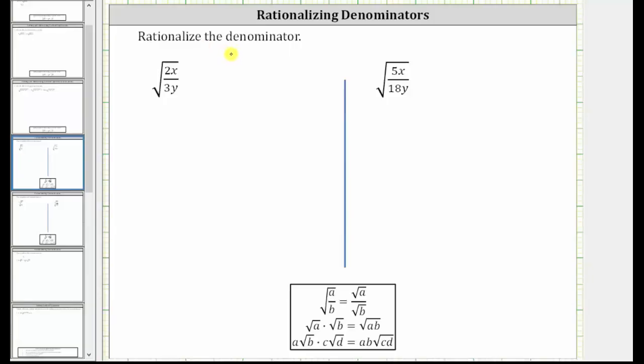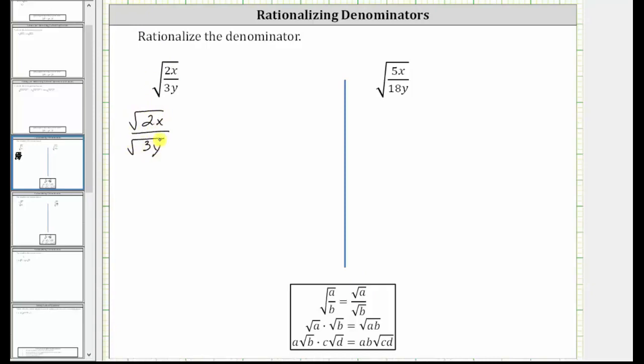We are asked to rationalize the denominator. Here we have the square root of 2x divided by 3y. The first step is to write the square root of the fraction as the square root of the numerator divided by the square root of the denominator. So the given expression is equal to the square root of 2x divided by the square root of 3y.